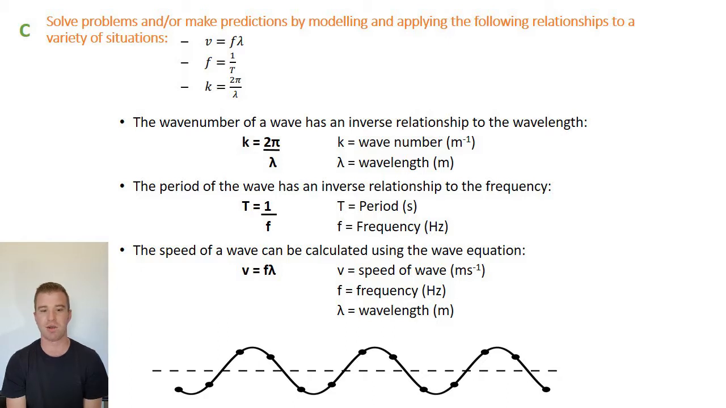Now let's have a look at the third equation. The speed or the velocity of a wave can be calculated using the following equation: V equals F lambda, where V is the speed of a wave in meters per second, F is frequency again in hertz, and lambda is wavelength in meters. So let's answer a question here now.